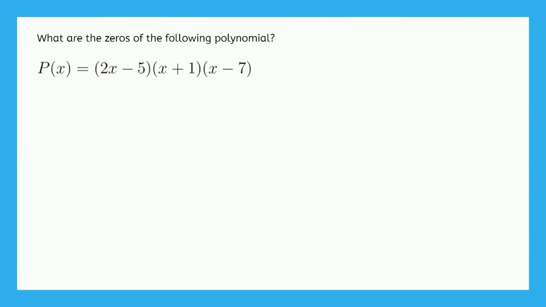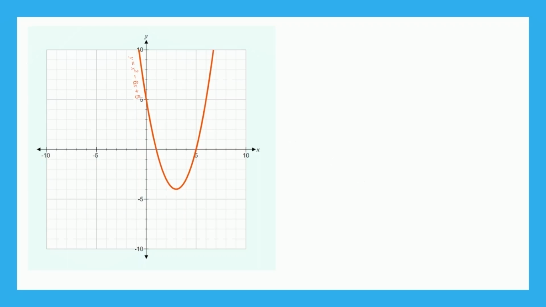So this question says, what are the zeros of the following polynomial? And this polynomial is called p of x. Before we try to answer a question like this, let's talk about graphically, what are the zeros of a polynomial? Well, here we have a graph of some simpler polynomial, y equals x squared minus 6x plus 5. Let's call this polynomial f of x so that it looks like other problems that we'll deal with.